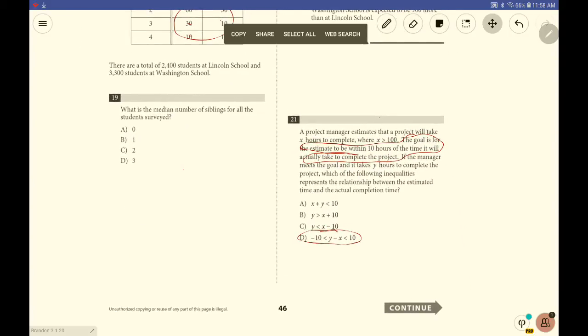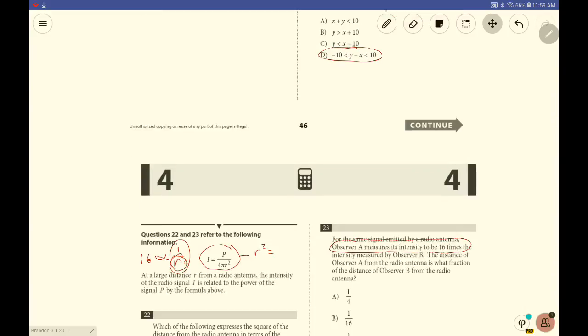Number 21, the problem is really a compound inequality because we need it to be within 10 hours of it. It means there's some number that's the least it can be, and there's some number that's the most it can be. So we look for D, which is the only one that has it in between a lower number and an upper number. So that is D.